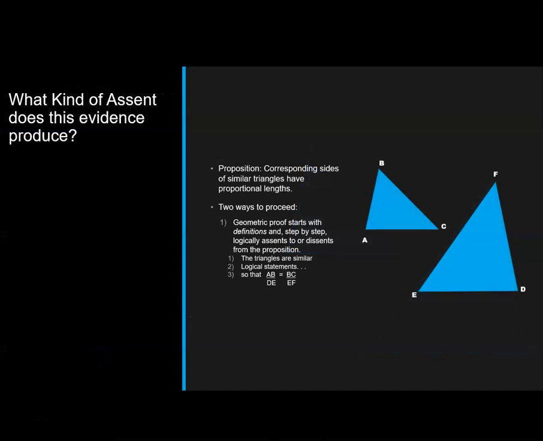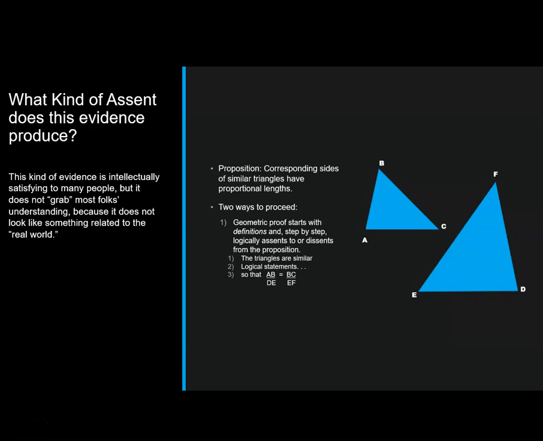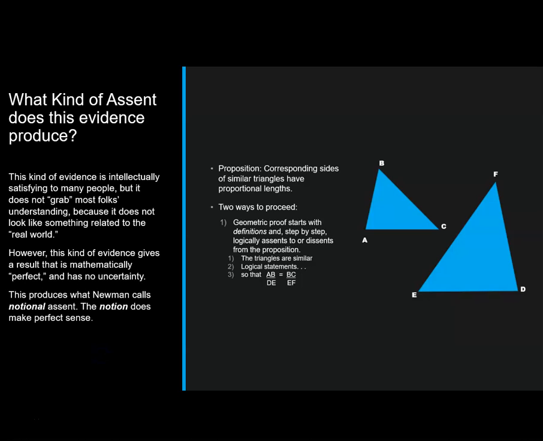What kind of assent does this evidence produce? Well, it's intellectually satisfying to many people, but most of the time it doesn't grab people's attention because it doesn't look like something related to the real world. This kind of evidence gives a result that is mathematically perfect and has no uncertainty to it. And this produces what Newman calls notional assent. The notion makes perfect sense. It's logical.